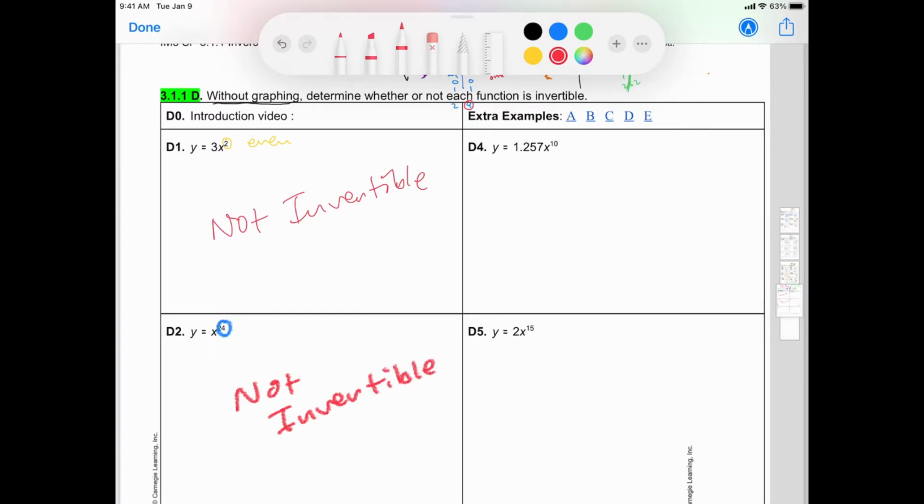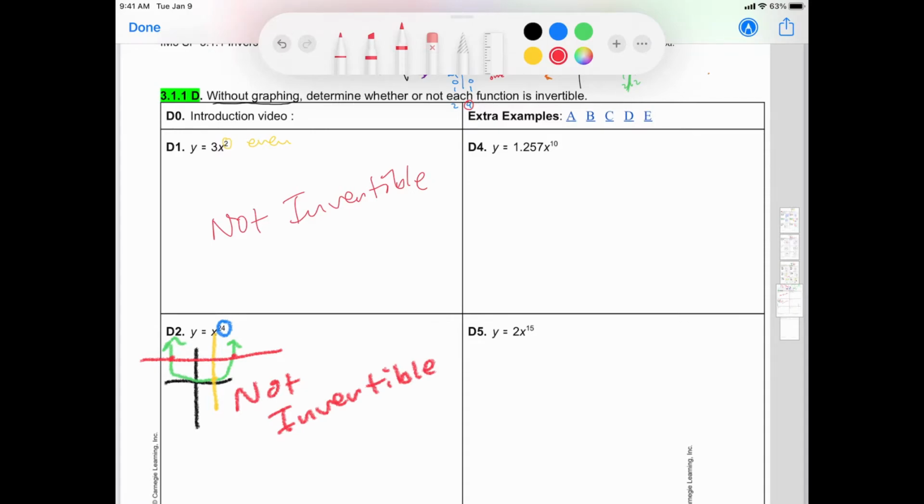And you could visualize it, but just think about it. Even degree is going to look like this. It's going to pass the vertical line test right there, right? Only goes in one place, but it will fail the horizontal line test. Does that make sense why?